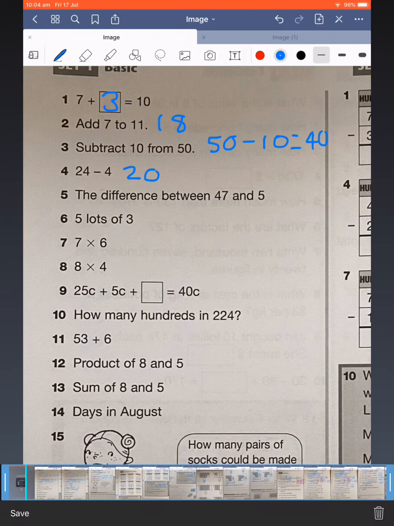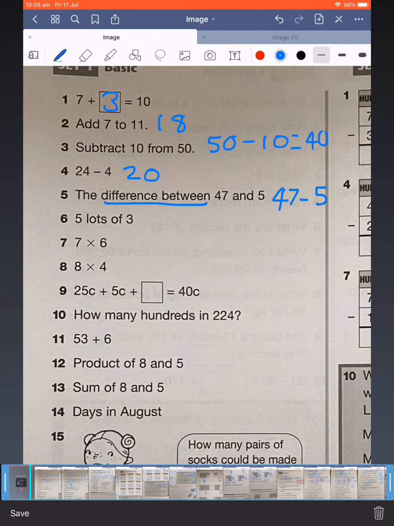The difference between, now remember that difference between means minus, okay? So we need to do 47 minus 5. Just keep an eye on whenever you see the words difference between. That means using subtraction.